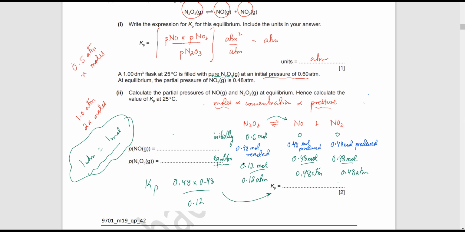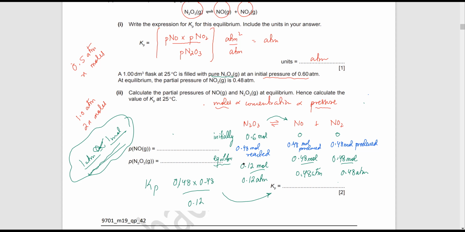Is this clear? Sarah, is this clear? Yes, sir. Sir, is 1 atm equal to 1 mole always? No, that was just a random assumption. Pressure and moles are directly proportional, so there's going to be a constant, and I just assumed it's 1. Okay. Now is this clear? Understood? Yes, sir. Okay. Sarah, is this question clear?